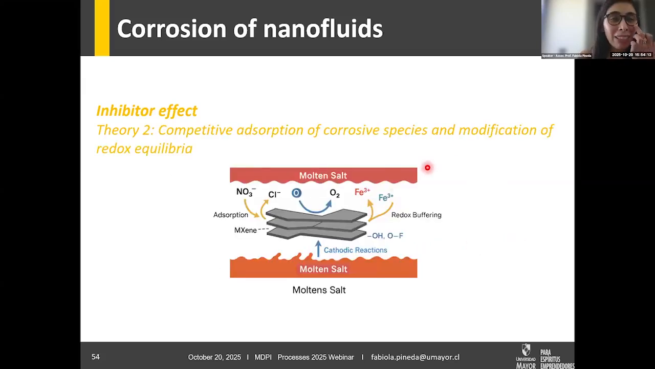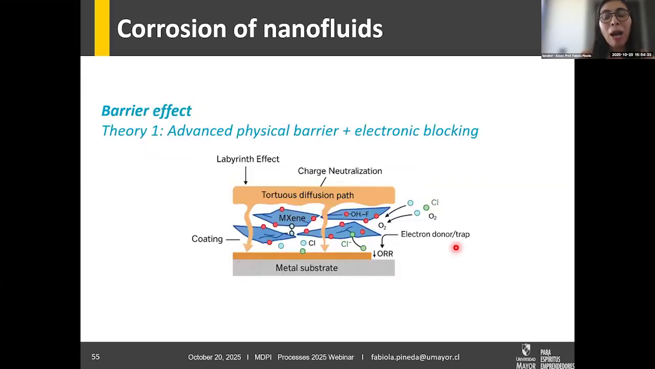We also believe that related to the inhibitor effect, we have a second theory that is related to the competitive absorption of corrosion species, of corrosion ions with MXenes, and they can modify the redox equilibrium. We are doing this with some MD simulation. So we will share in the future these results.